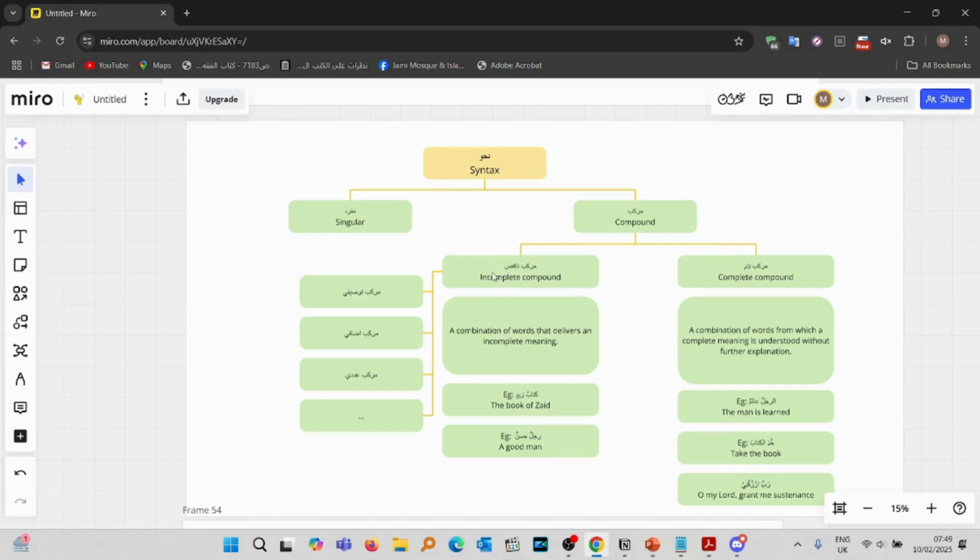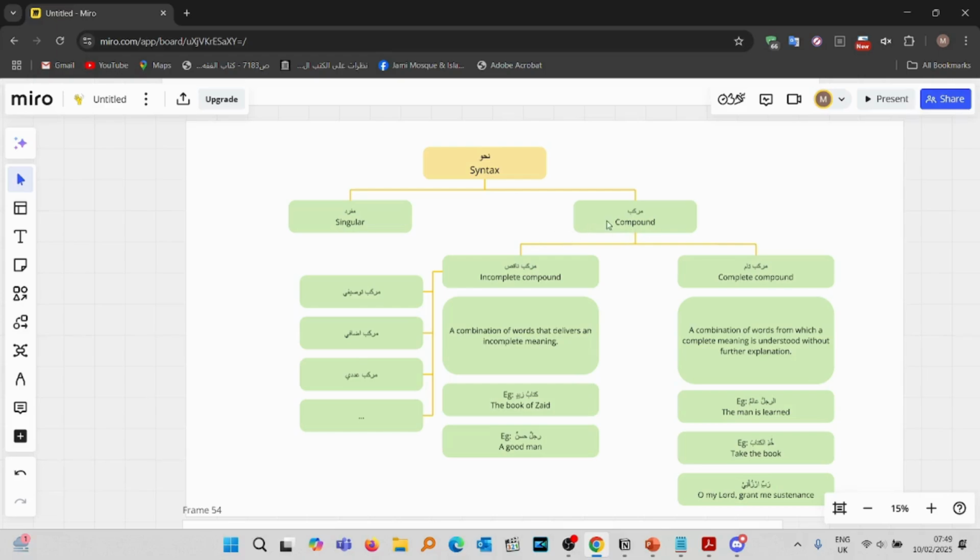Like we did for the mufrad based discussions, we're going to go through these one by one. We're going to start with murakkab tawsifi. The compounds that are complete, murakkab tam, also have types, but we're going to leave them for now. We're going to touch upon murakkab naqis first, and after we've done these discussions, we're going to go to murakkab tam. So the first thing we need to do is define these types.